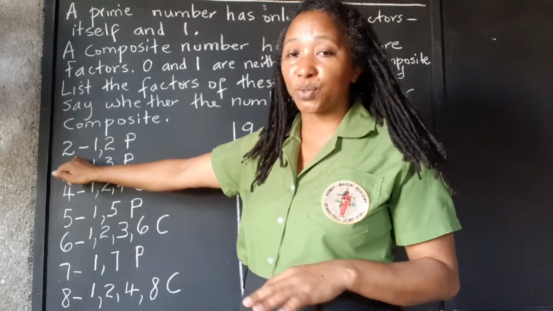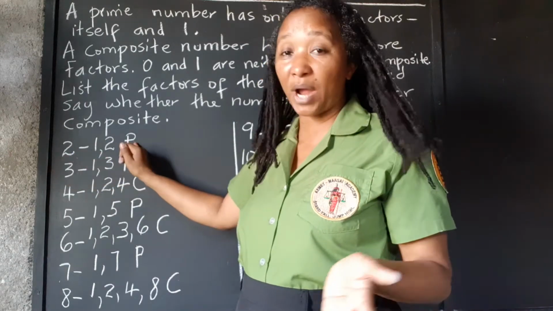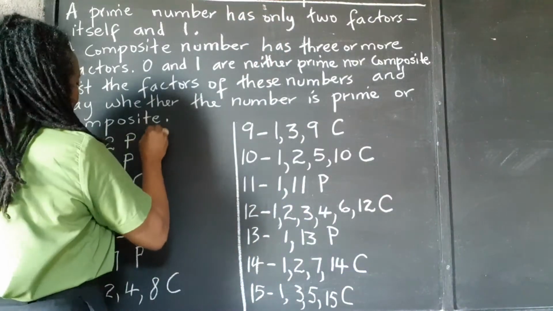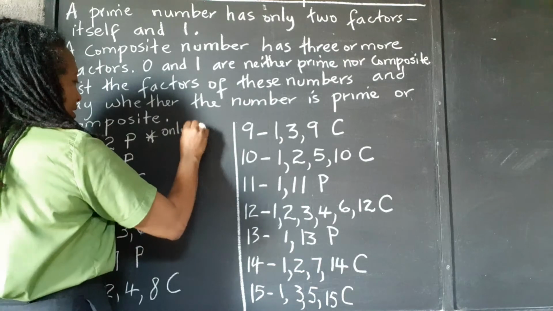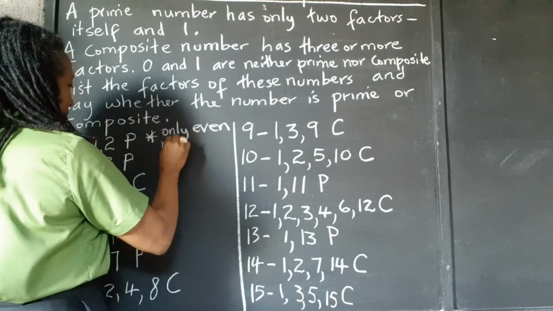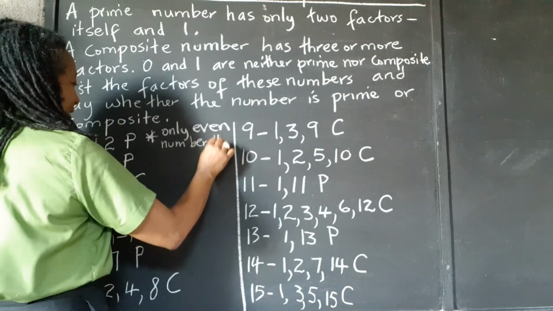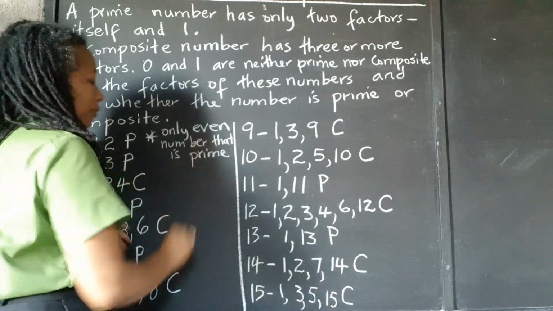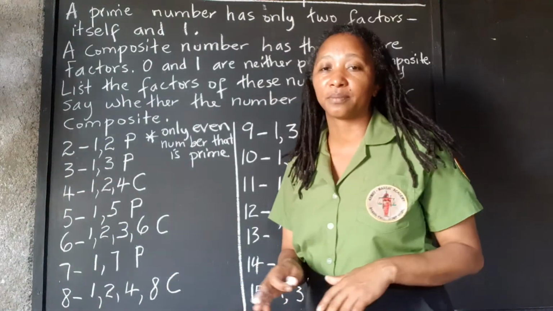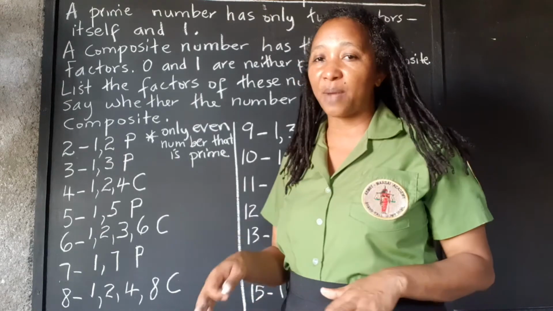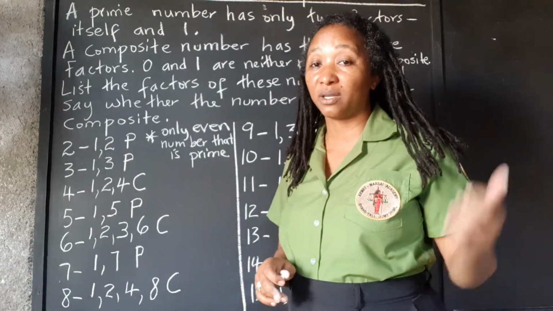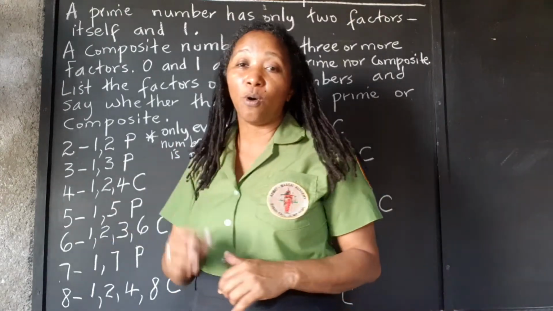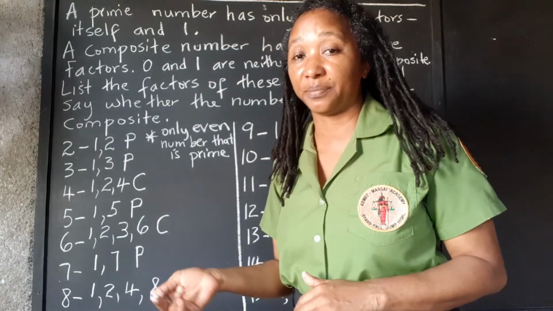So, but what about number 2? 2 is even and it's prime. Well, actually, 2 is the only even number that is prime. Two is the first prime number. So if you're asked to list the prime numbers, you start at 2, not 1, not 0. You start at 2. 2 is the first prime number, and it is the only prime number that's even.